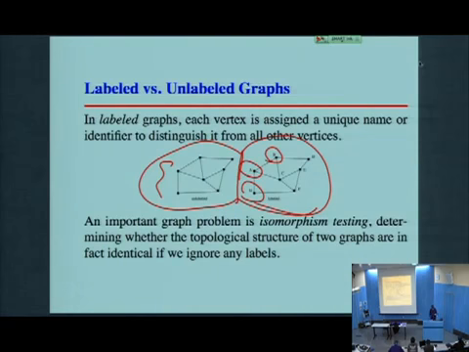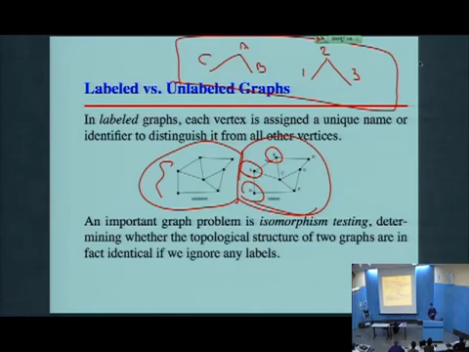So, it comes down to this. If I have a graph that looks like this, where this is vertex 1, 2, and 3, and I have a graph labeled A, B, and C, are these two graphs the same graph, or are they different graphs? If you ignore the labels, they are the same graph. Does everybody see that? They have the same structure. If you treat the labels as important, they are different graphs.